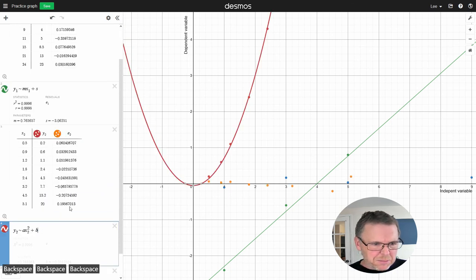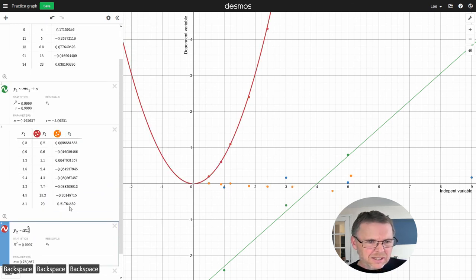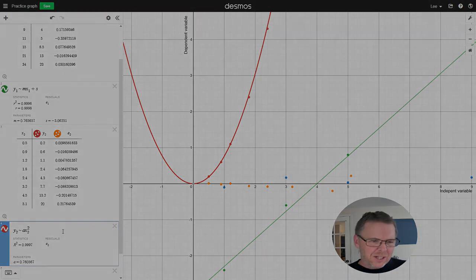Let me get rid of the Bx plus C, and now they're still kind of going lower, and then suddenly we jump back up here. So we can't really conclude anything there. We don't see a definite trend. So I'd be happy with either the equation with Bx plus C or without.